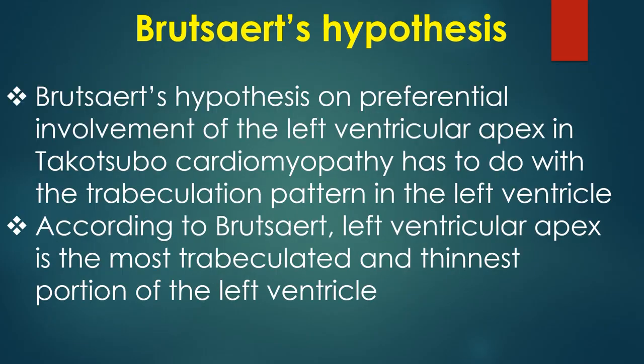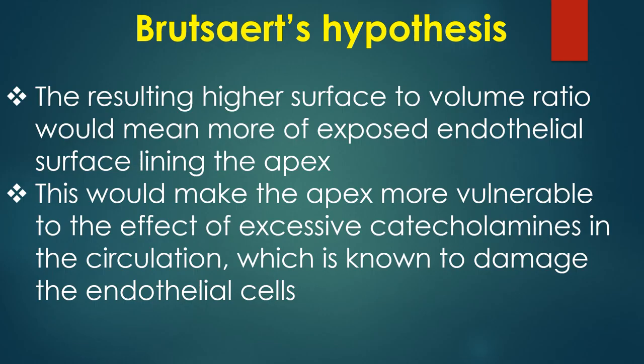Broussard's hypothesis on preferential involvement of the left ventricular apex in Takotsubo cardiomyopathy has to do with the trabeculation pattern of the left ventricle. According to Broussard, the left ventricular apex is the most trabeculated and thinnest portion of the left ventricle. The resulting higher surface area to volume ratio would mean more exposed endothelial surface lining the apex. This would make the apex more vulnerable to the effect of excessive catecholamines in the circulation, which is known to damage the endothelial cells.